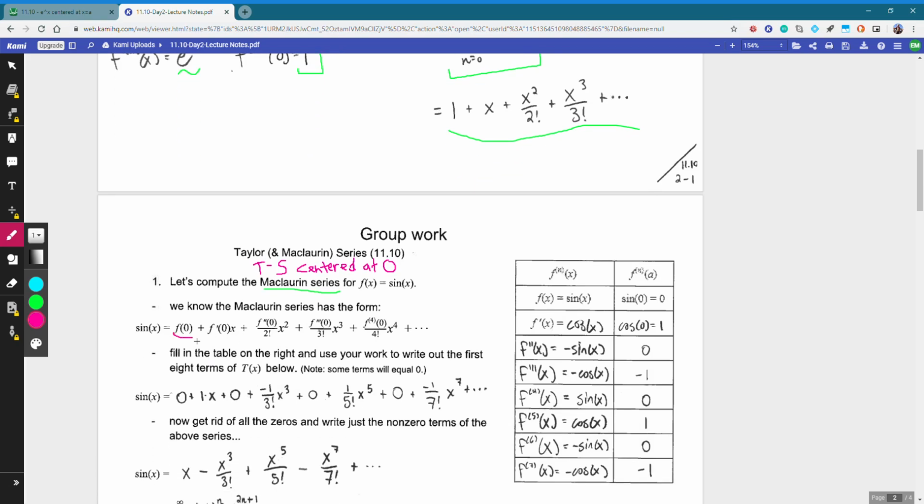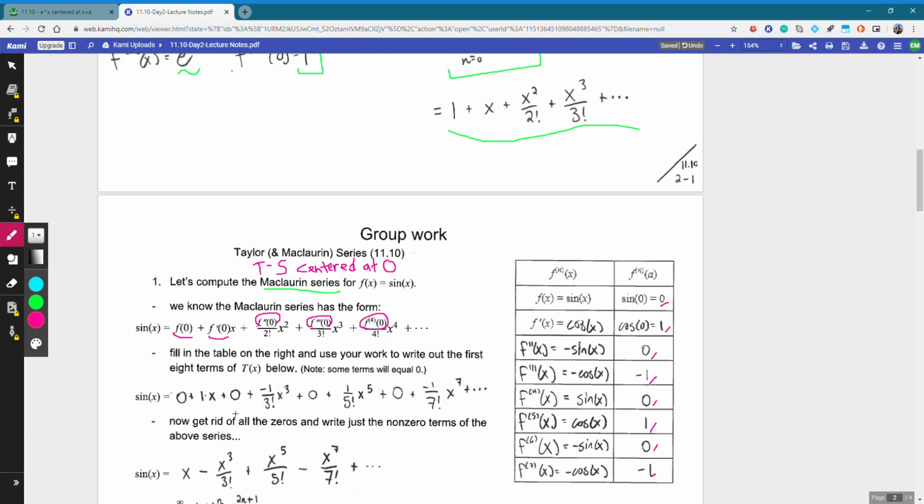And so we can just feed in for f of 0, f prime of 0, f double prime of 0, f triple prime of 0, fourth derivative at 0, just from our list here. It's going to be 0, 1, 0, minus 1, etc. Just plop them all in. So when we do that, our first term, f of 0, is 0. Then we get 1 times x. Our third term, 0. And minus 1 over 3 factorial times x cubed, and 0. And so on.